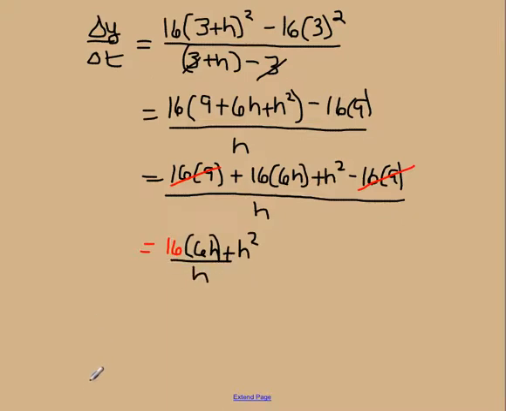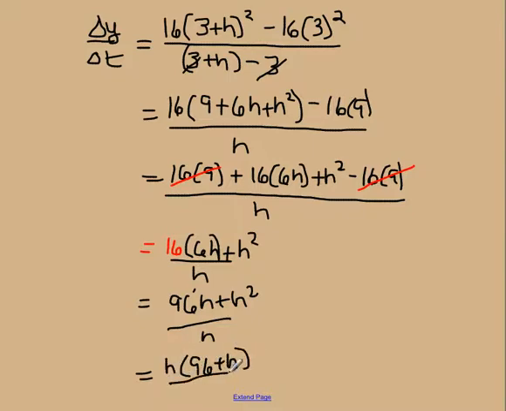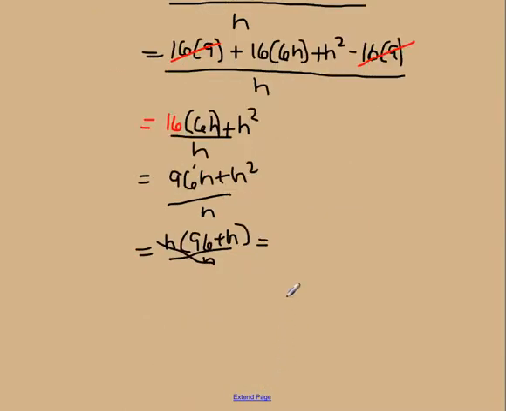Okay, so now we keep going here, and I can factor out an h out of the top. So I'm going to be left with, what do I got, 96h plus 16h squared over h. So now I'm left with factoring out an h. So I've got h times (96 plus 16h) all over h, and the h's cancel. So I'm left with 96 plus 16h.